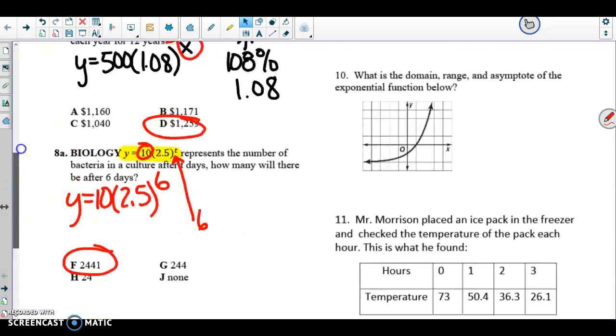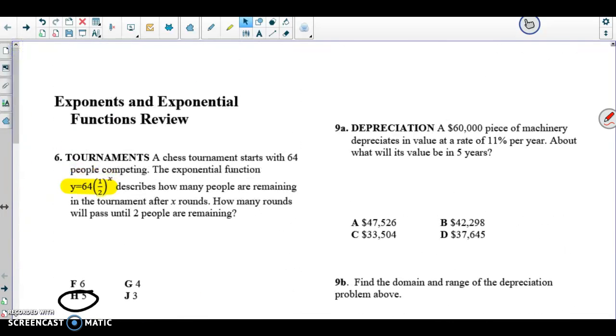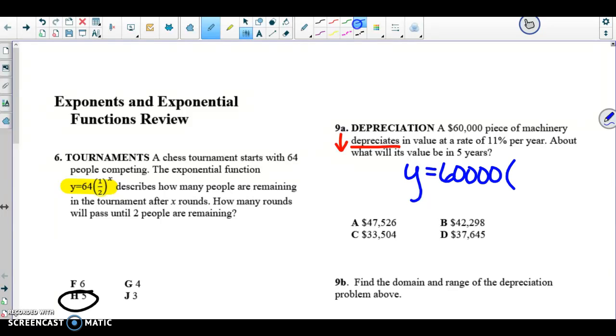All right, jumping back up to the top, number 9. Depreciation. A $60,000 piece of machinery depreciates at a rate of 11% per year. Depreciate. If something is depreciating, it is going downward. Okay. About what will be its value in 5 years. So if I take a look here, if I write my equation, I've got y equals, and if I start out at 60,000, and it depreciates at 11%.